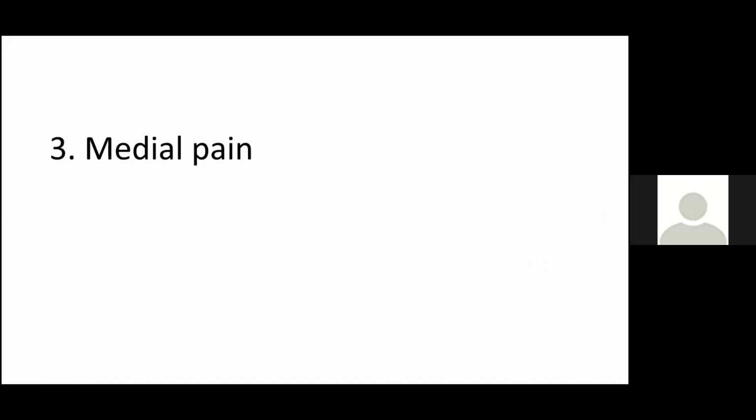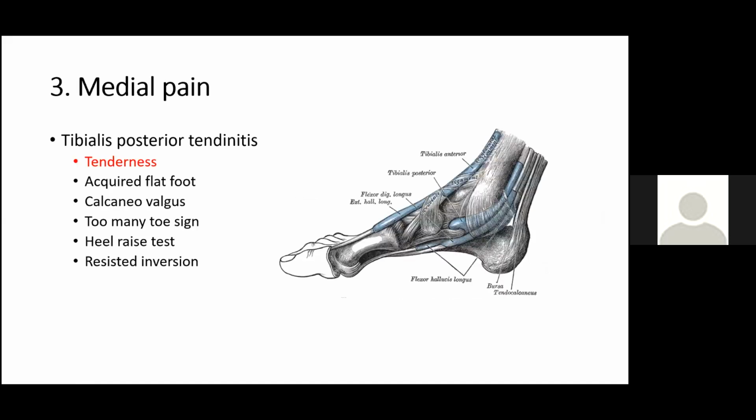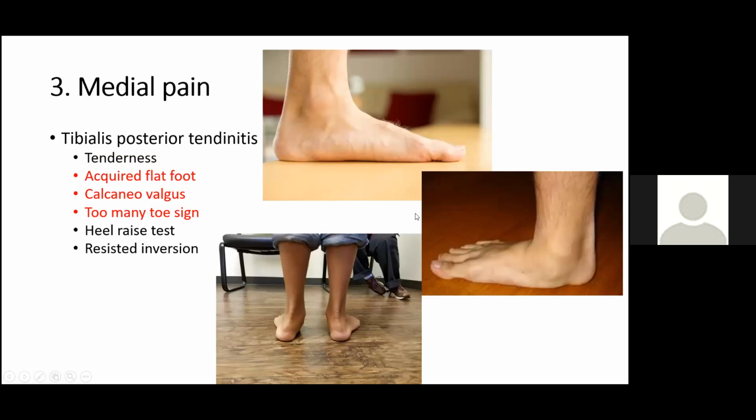So the other entity is the medial sided pain. The commonest one and the most important one is the tibialis posterior tendinitis. In addition to that, there will be tarsal tunnel syndrome, deltoid ligament sprain, accessory navicular bone or navicular bone AVN causing medial sided pain. But I am going to focus more on the tibialis posterior tendinitis, where there will be tenderness posterior to the medial malleolus extending into the heel. There will be significant tenderness with or without swelling.